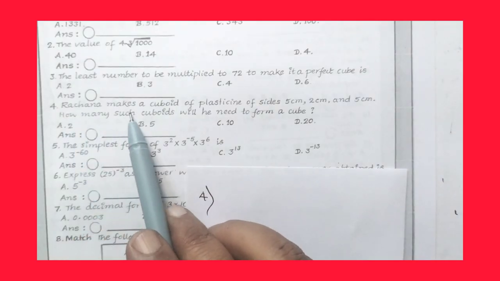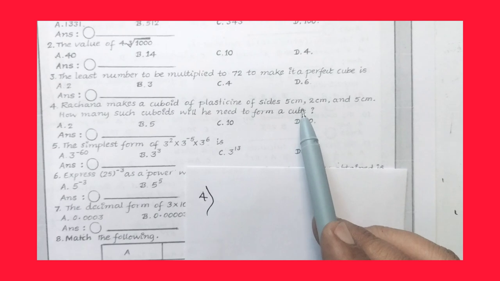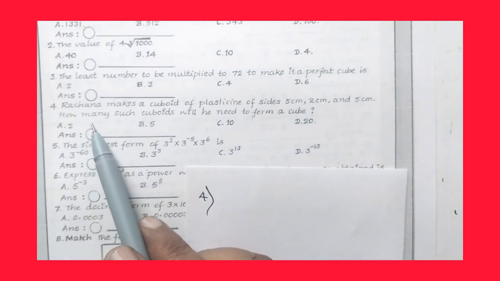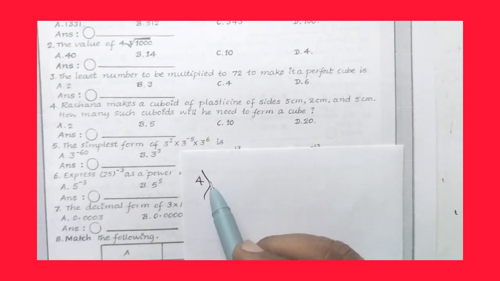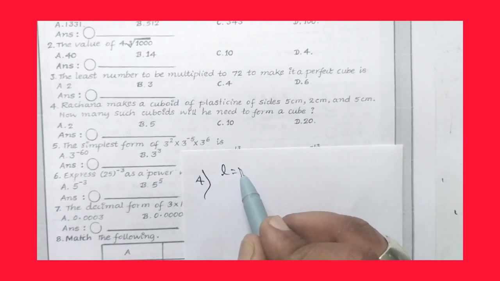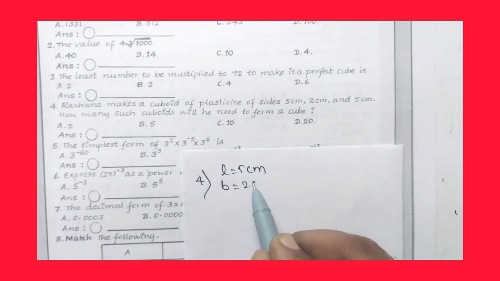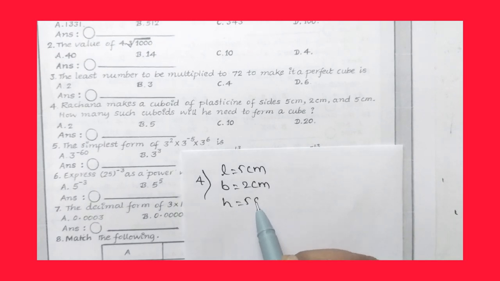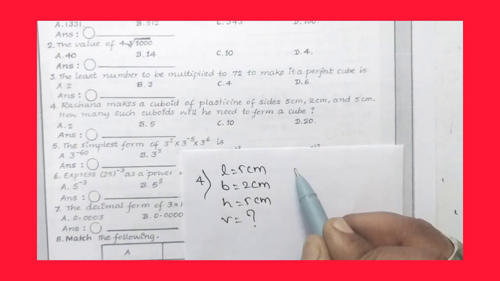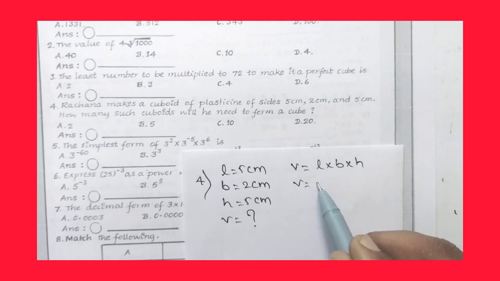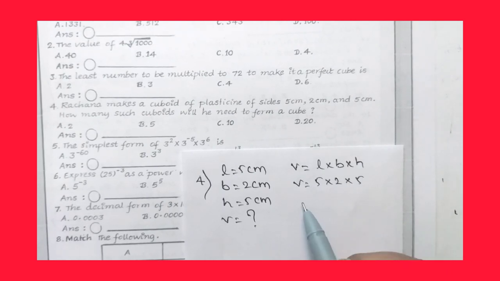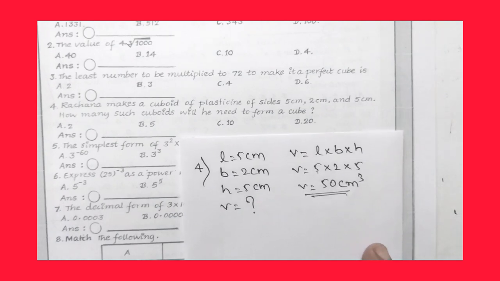The fourth question is: Rachna makes a cuboid of plasticine of sides 5 cm, 2 cm and 5 cm. How many such cuboids will be needed to form a cube? First let us find out the volume of the cuboid. Length is given as 5 cm, breadth is given as 2 cm, and height is given as 5 cm. Volume of cuboid is equal to length into breadth into height, which is 5 into 2 into 5. So 5 fives are 25, 25 twos are 50. So 50 cm cube is the volume of the cuboid.